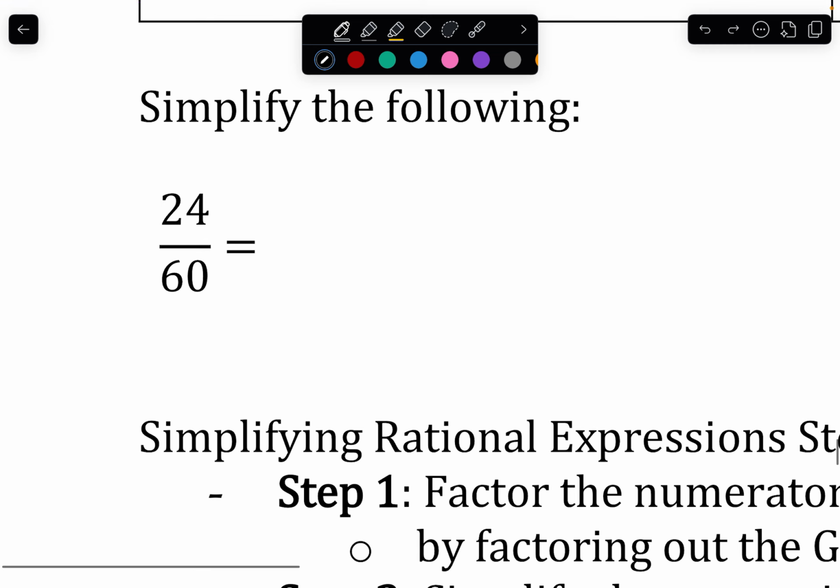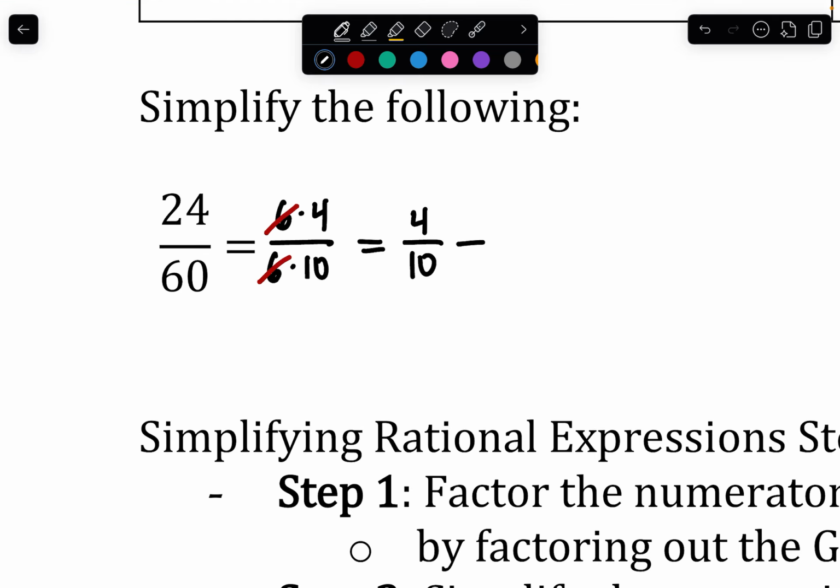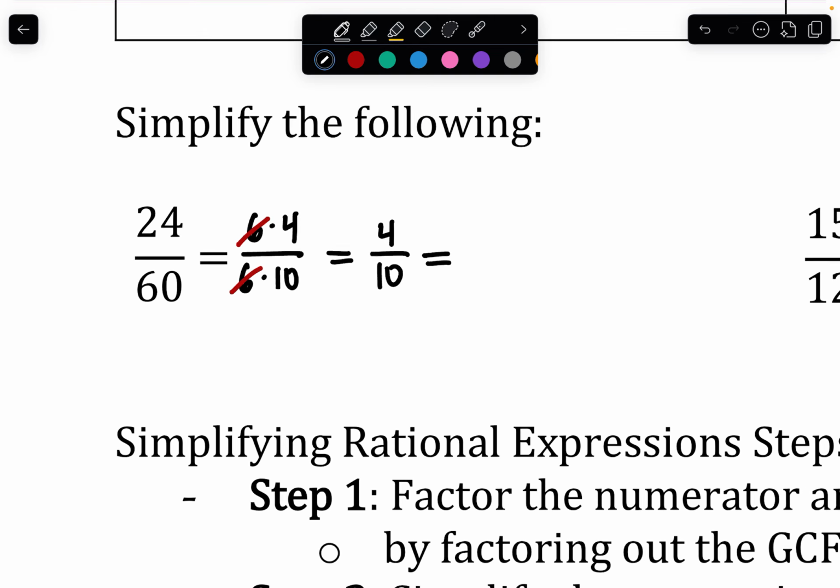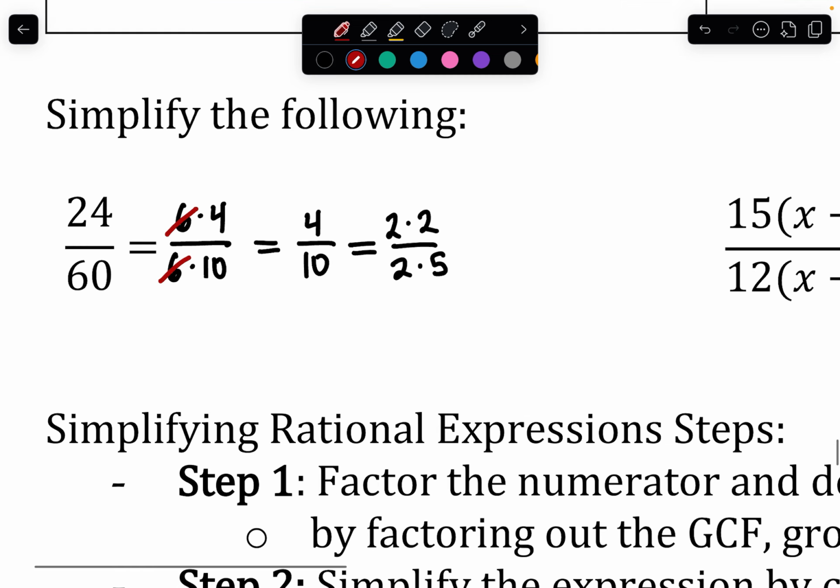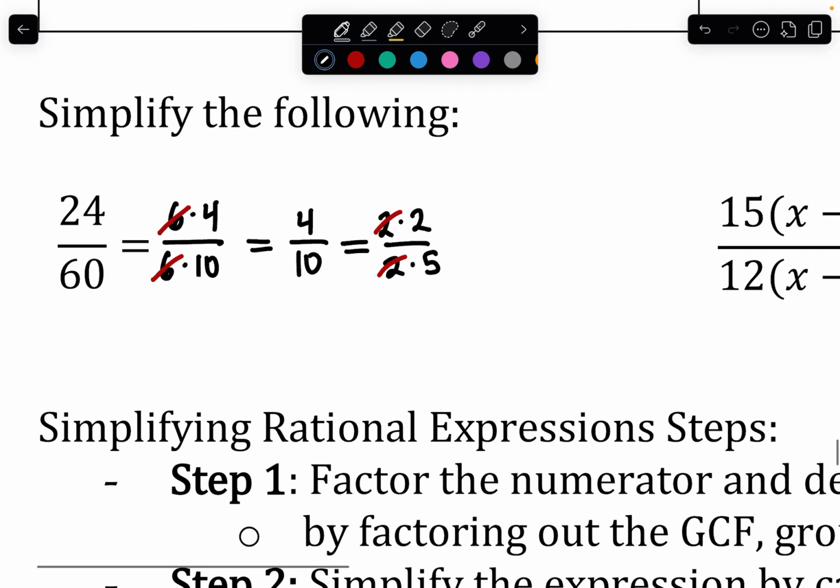So for example, 24 is the same as 6 times 4, and 60 is the same as 6 times 10. Okay, and then 6 is being multiplied on top and it's being multiplied on bottom, and so we can cancel them, leaving us with 4 over 10. And a lot of you are realizing, hey, that simplifies further to 2 over 5. But again, you are factoring that in your head, 2 times 2, 2 times 5, and the 2's also cancel. And so this fraction simplifies all the way to 2/5.